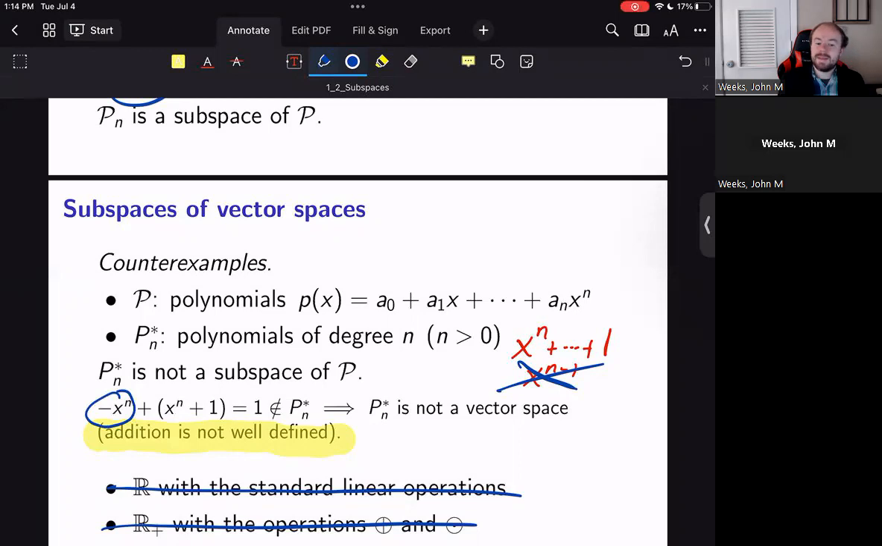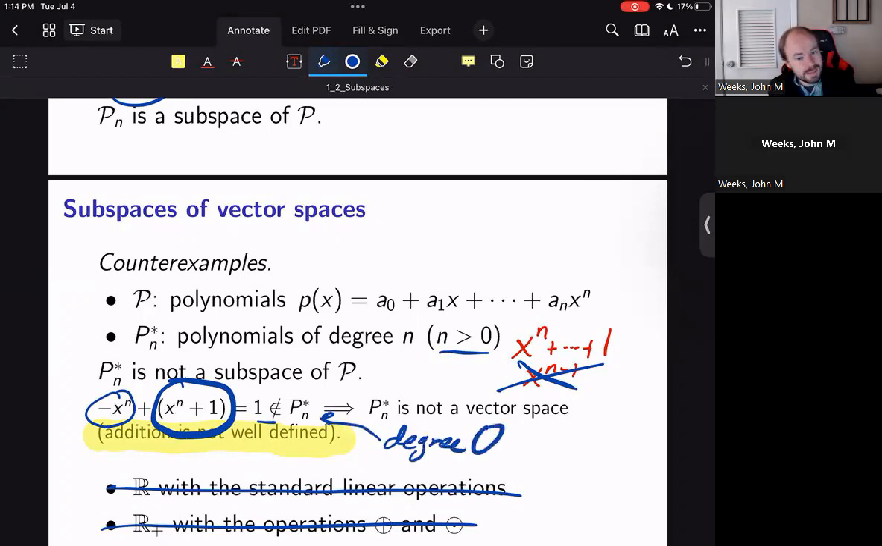That is one example of a degree n polynomial, as is x to the n plus 1, another example of a degree n polynomial. If you add them together, you get something that is degree 0. But remember, we said that this had to be the space of degree n polynomials where n was a positive integer. This one has degree 0. And because of this, we have something that is not closed under addition. This means that P sub n star is not a vector space in its own right. So it cannot be a subspace.